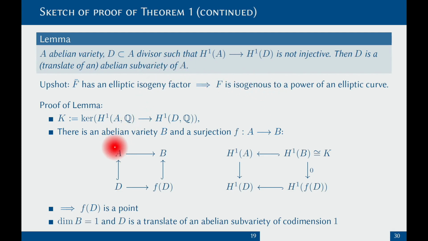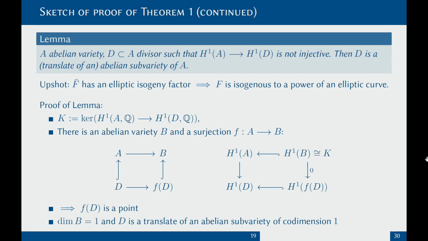And so what you can do is you can look at D, this divisor, look at its image, and you get from the fact that the restriction of the cohomology, so here this K is the kernel. So if you go from H1 of B to H1 of A to H1 of D, this is the 0 map. And since this map over here is injective, you get that this restriction map must be 0.